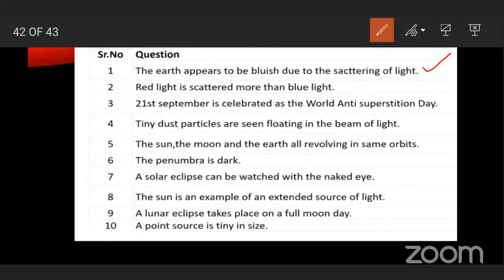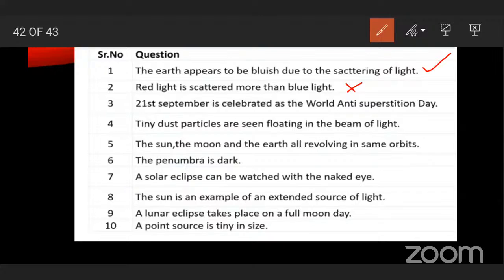Now second question. Red light is scattered more than blue light. False. Yes, very good. This is a false sentence. We have learned that blue light is scattered more. Now next one.